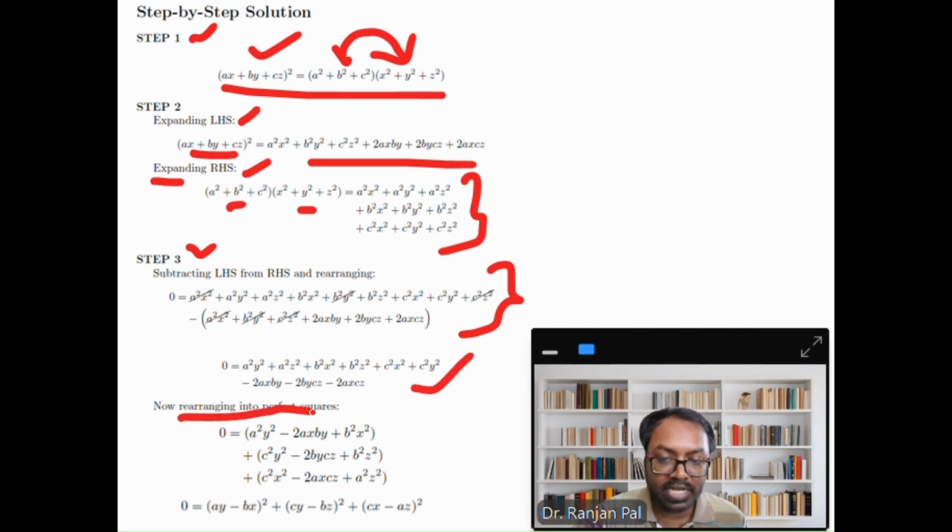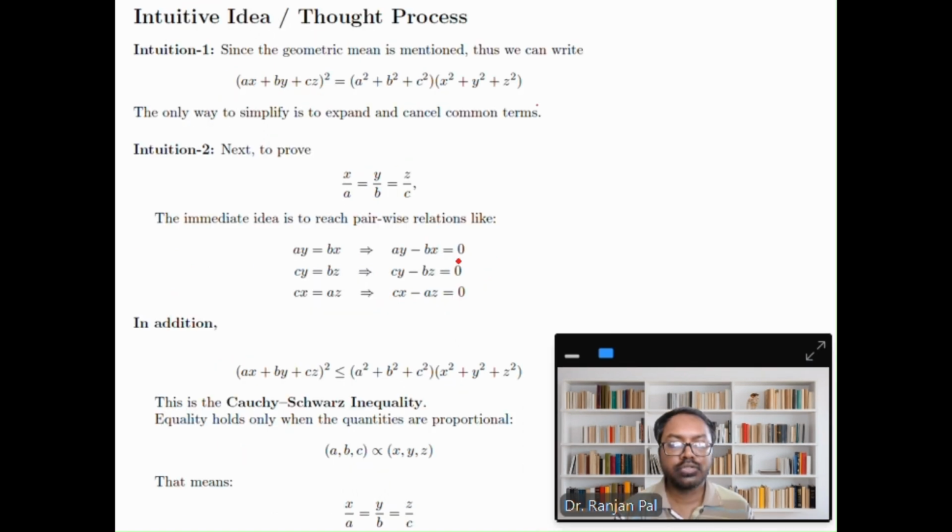Now, rearranging into perfect squares. How should this rearrangement be done? This rearranging should be done based on the intuitive idea that we had proposed, that is, with these three expressions. So, imagine what ay minus bx the whole square gives you?